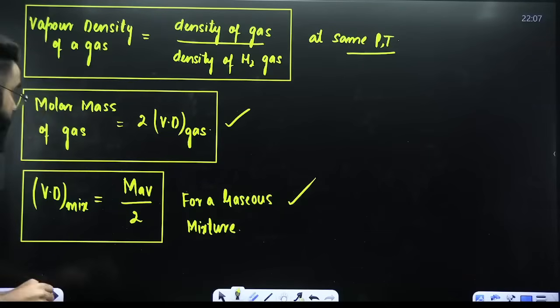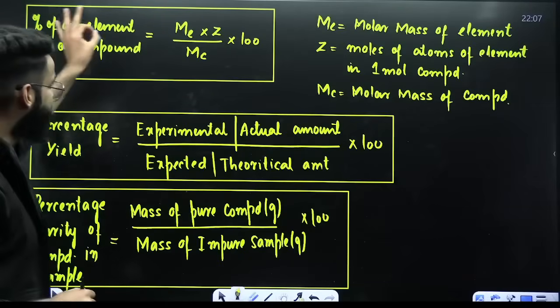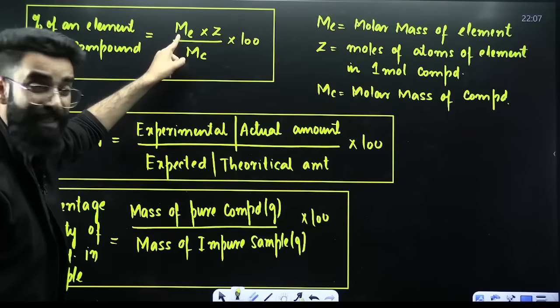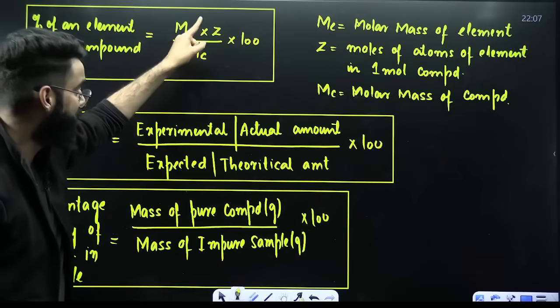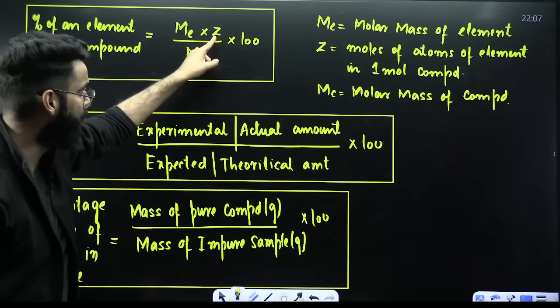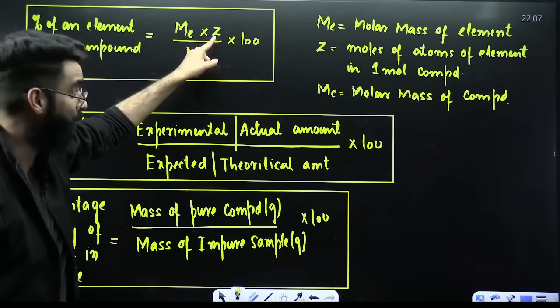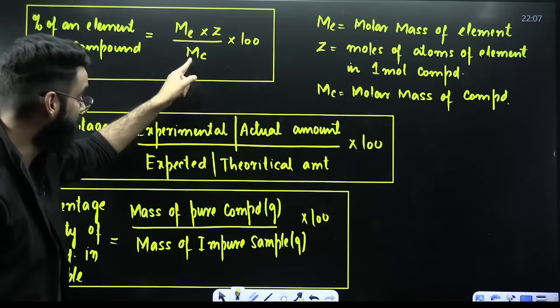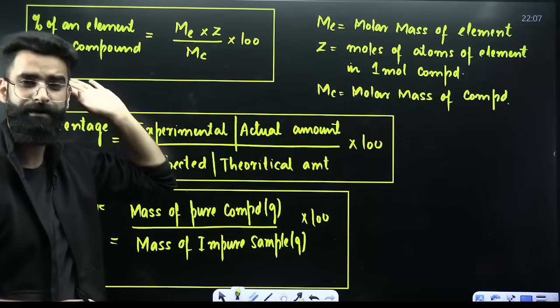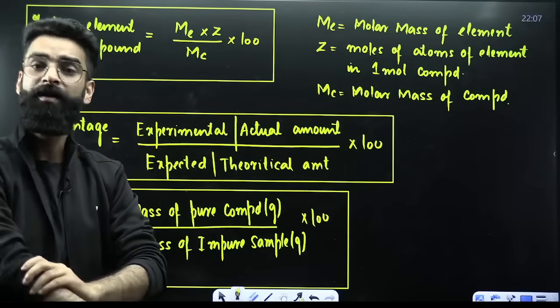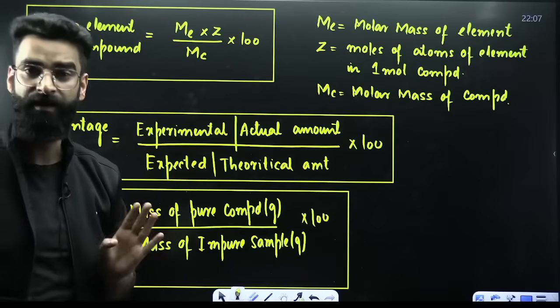Okay, moving ahead. Percentage of an element in a given compound is equal to molar mass of the element multiplied by the number of moles of the atoms of the element in 1 mole of the compound, divided by molar mass of the compound, multiplied by 100. One simple result with the help of which you can calculate the percentage of an element in a given compound.